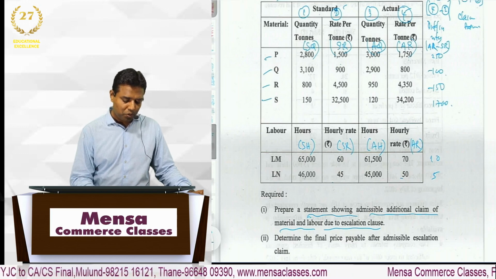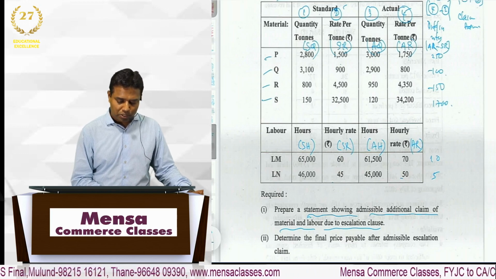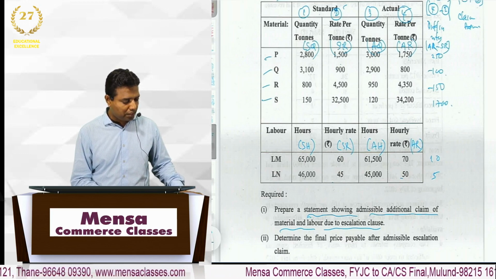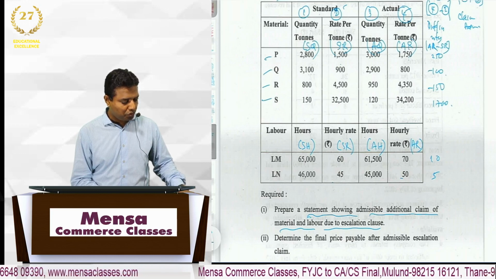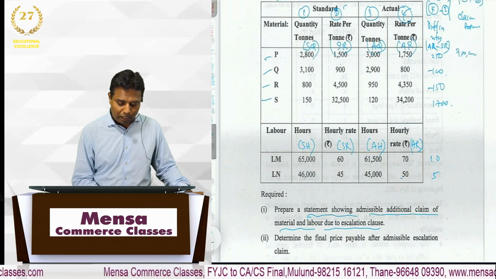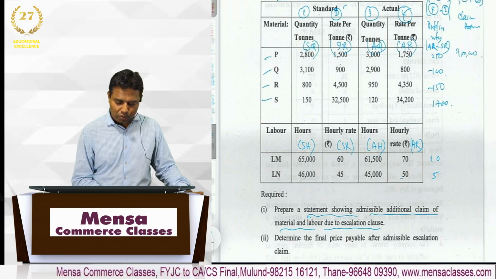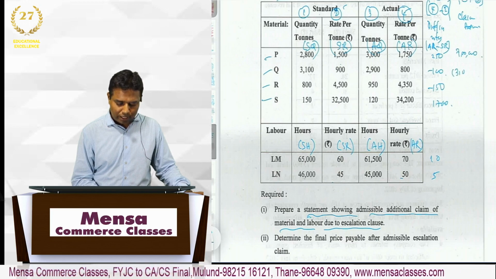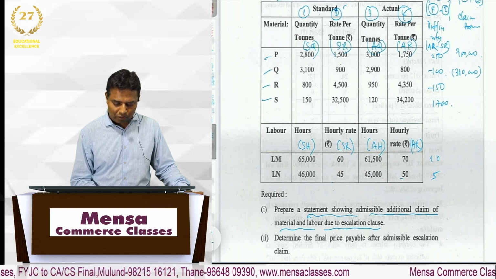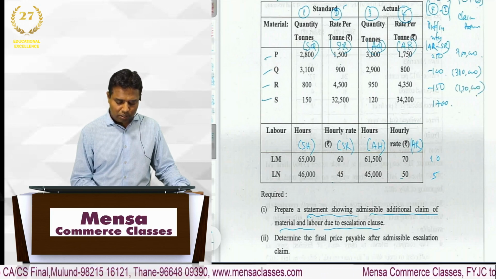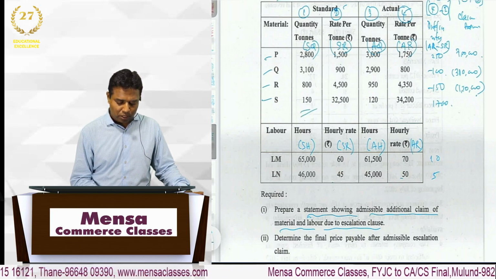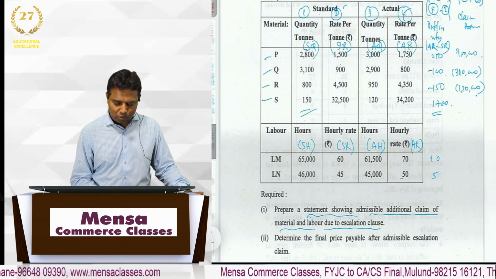Like for example, let me do the first one for you. That is 2800 into 250. So we are going to get 7 lakh rupees we need to pay. And here it is 3100 into minus 100, so negative 3,10,000. And here again, there's negative 800 into minus 150, so 1,20,000 benefit we will get. Then 150 into 1700, that will come to 255.